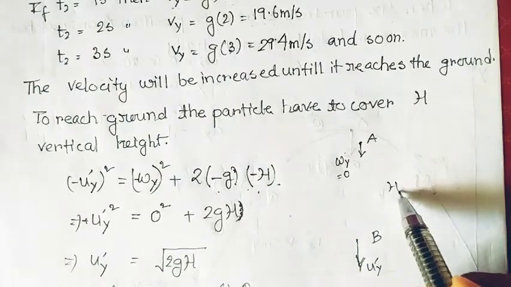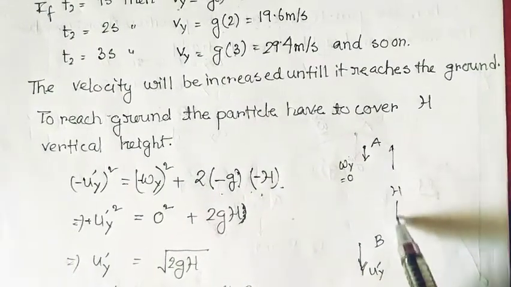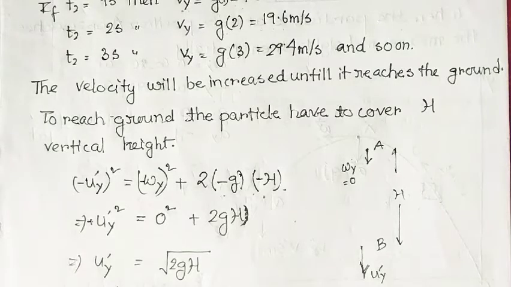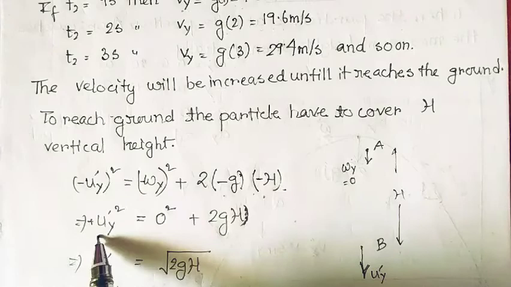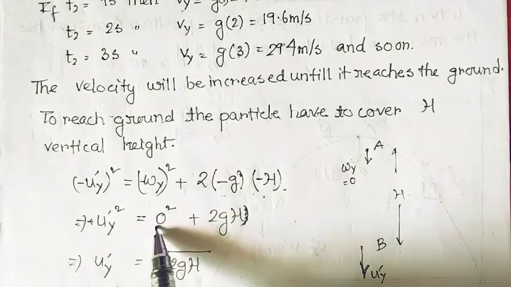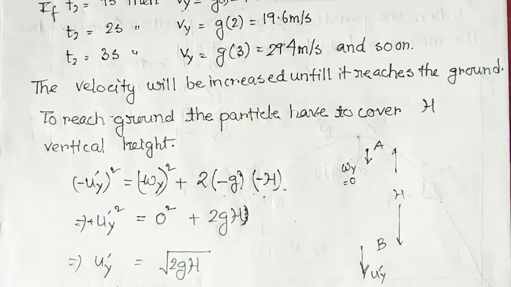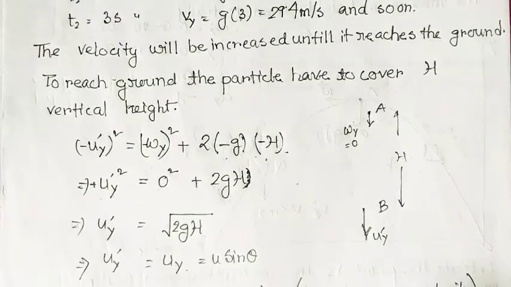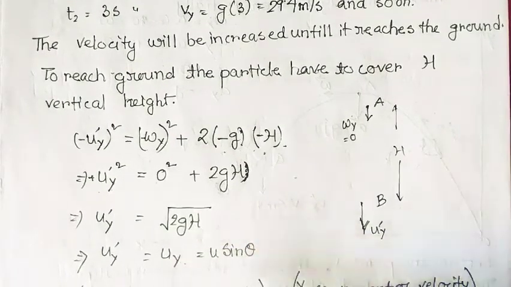Here the particle covers this capital H height, but this capital H height is along the negative y direction. So if it is this wy square equal to uy square, since wy is 0, so uy square equal to 0 square plus 2gh. So this u prime y is equal to root over of 2gh.